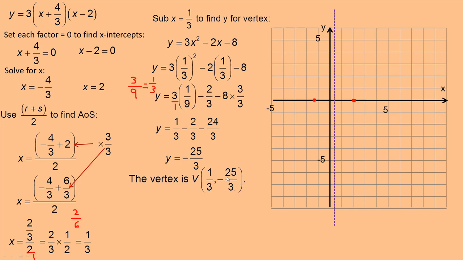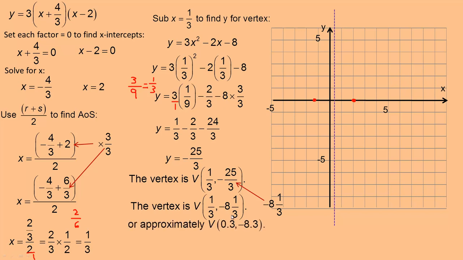Now, well, how do you plot -25/3? Well, you could change it into a mixed fraction or a decimal. I'm going to do both. 3 goes into 25 8 times with 1 left over. So that's actually -8 1/3. So we could write this as 1/3 comma -8 1/3. So over 1/3 and down, you see that's 5, 6, 7, 8. And about 1/3, so the vertex is going to be about right here.